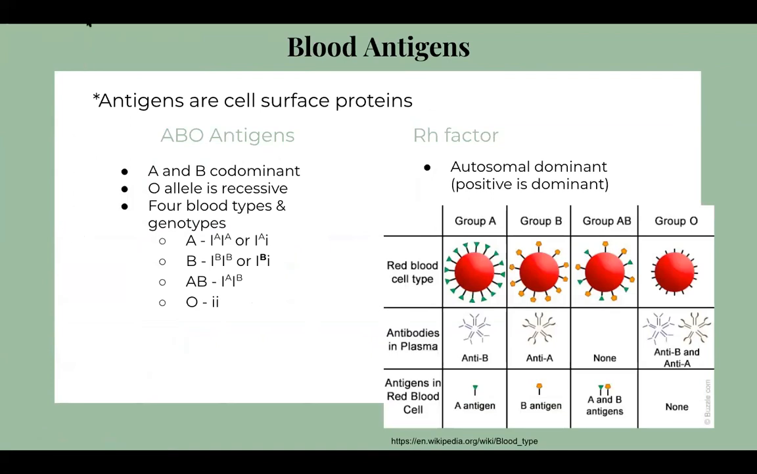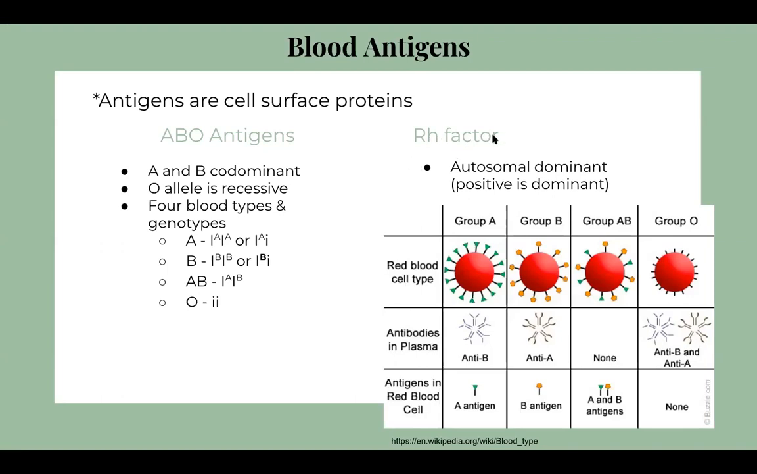So how you have ABO antigens, in the ABO antigen groups, there's 3 types of alleles, A, B, and O. A codes for A antigen, B codes for B antigen, and O doesn't code for any antigen.